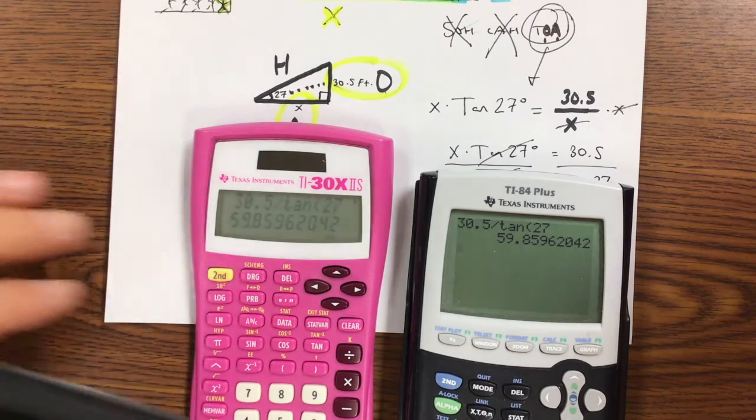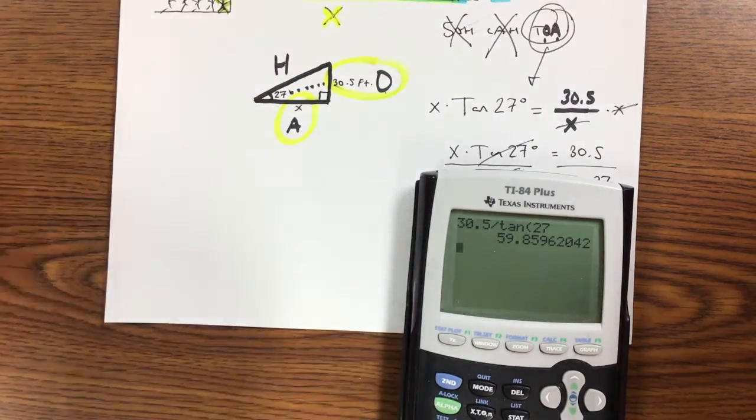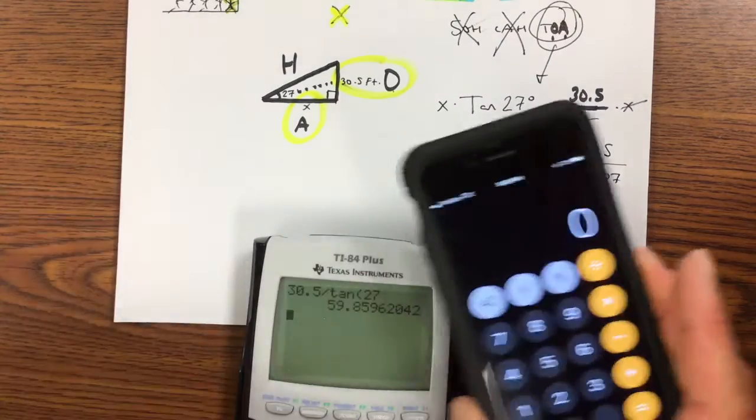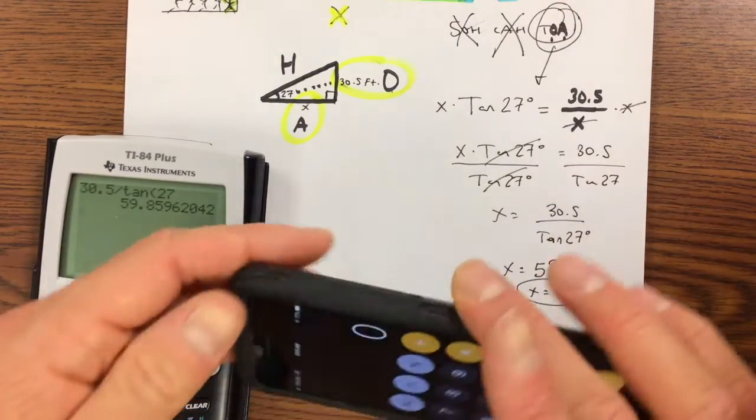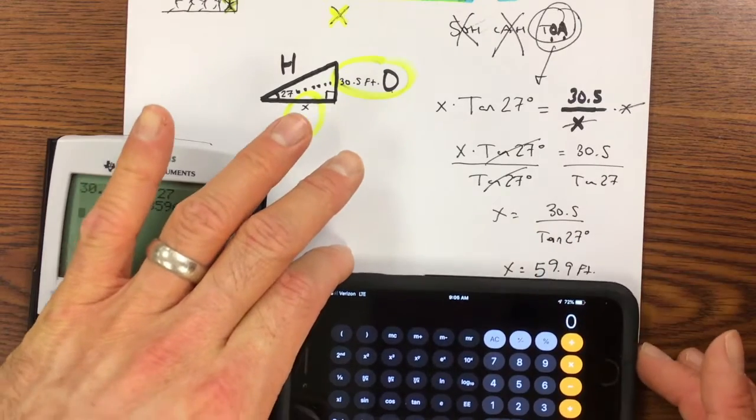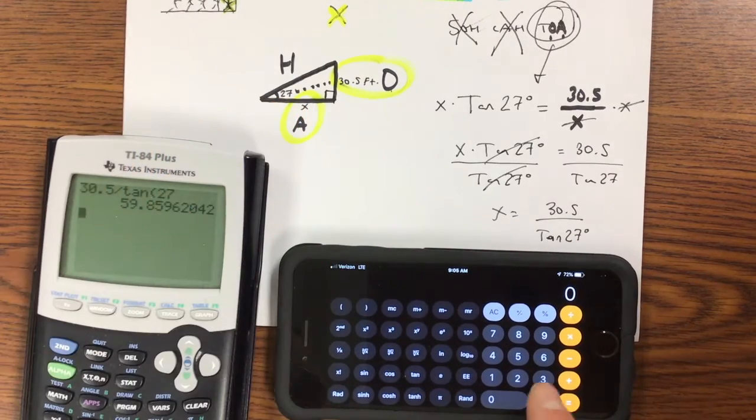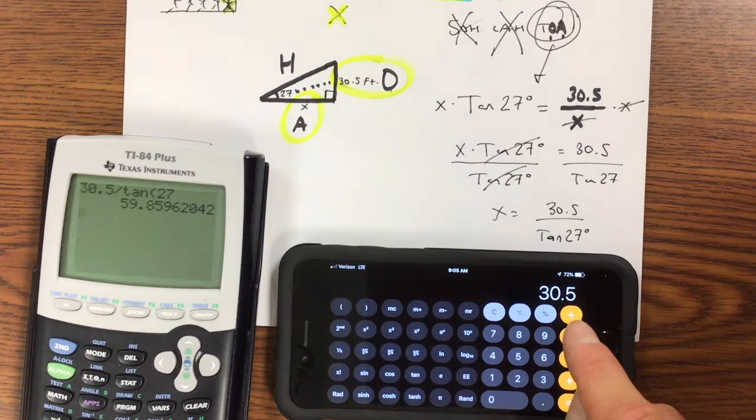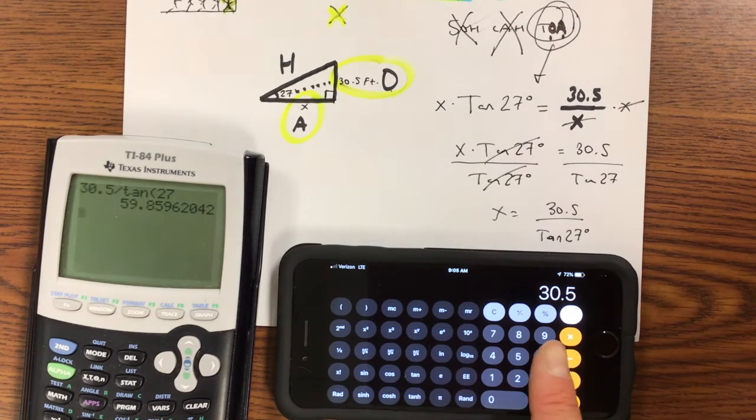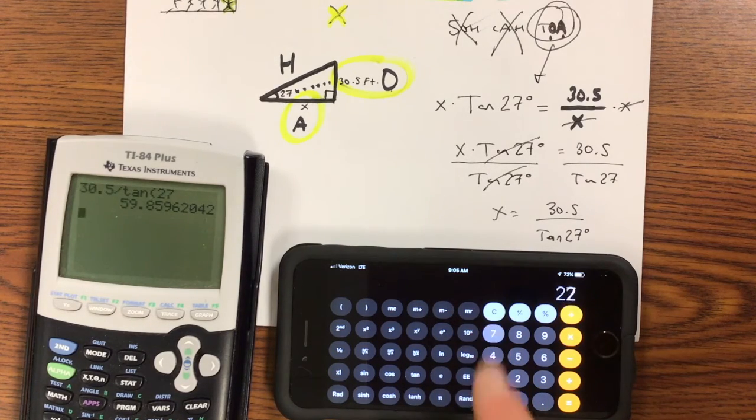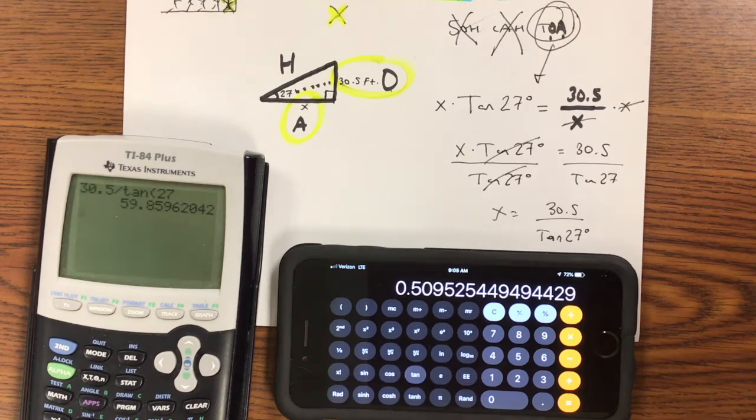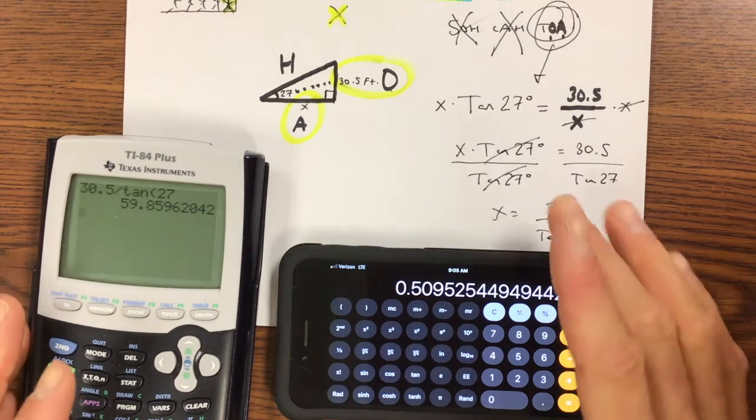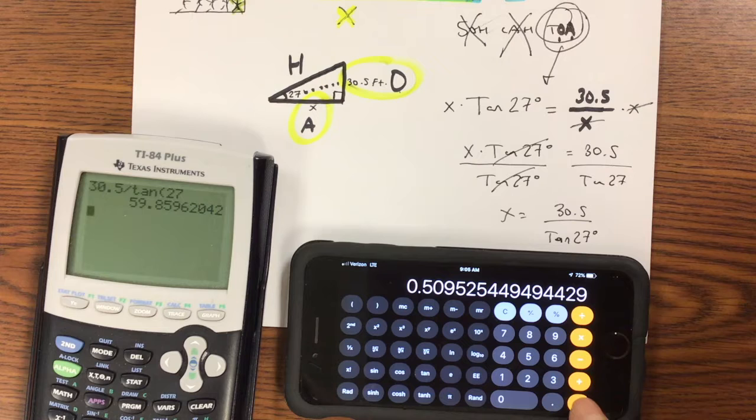All right, iPhone time. Maybe you don't have a scientific calculator. Maybe you haven't gotten one yet. So, see if we get this answer. What do I need to punch out? I need to punch out 30.5 divided by the tangent of 27. Now I have to do 27 and then hit tan. So that's the tangent of 27. That is not your answer. Hit equals.